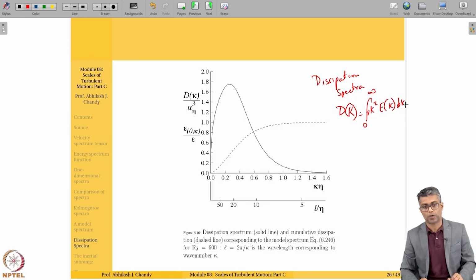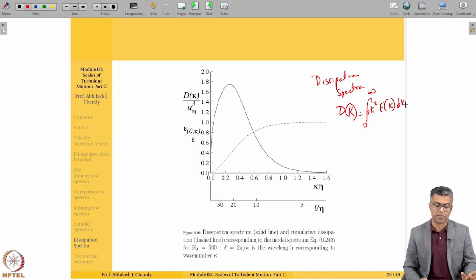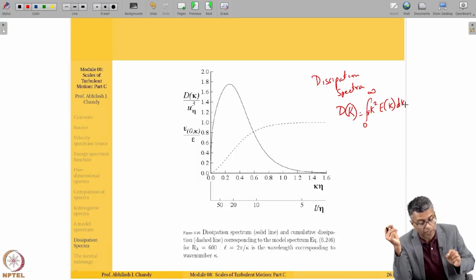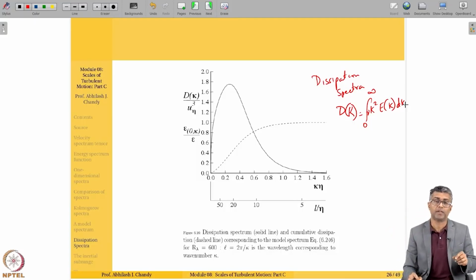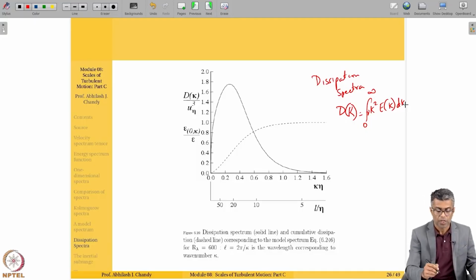Now a couple of things are plotted here. I see two curves. The solid line is the dissipation spectra scaled. That is just purely to non-dimensionalize it. So I have the dissipation spectra normalized with u eta cubed. u eta is the Kolmogorov velocity, and the cube of that. So I have the solid line showing here. That is your dissipation spectrum.